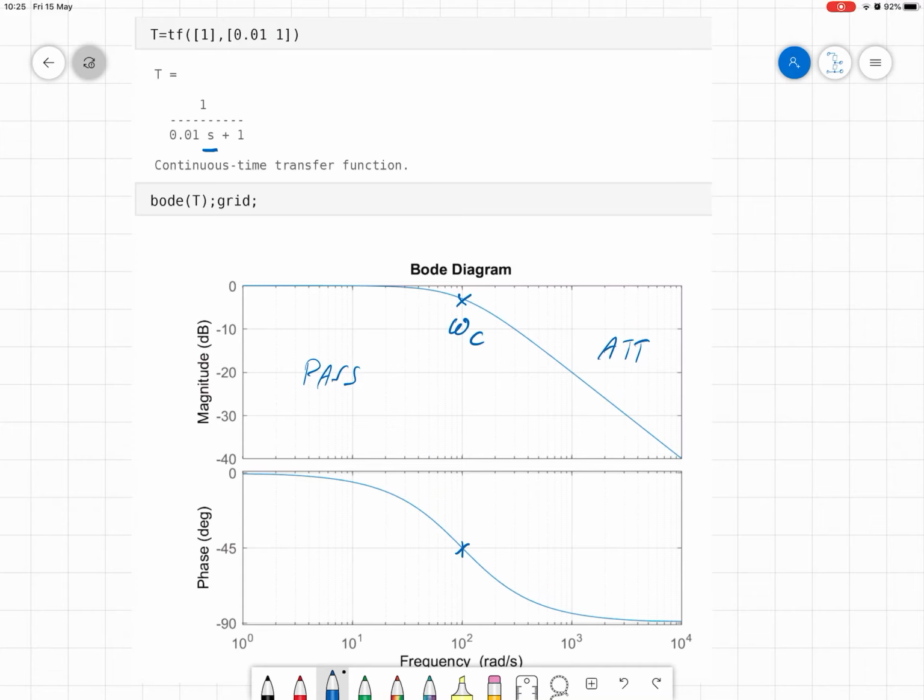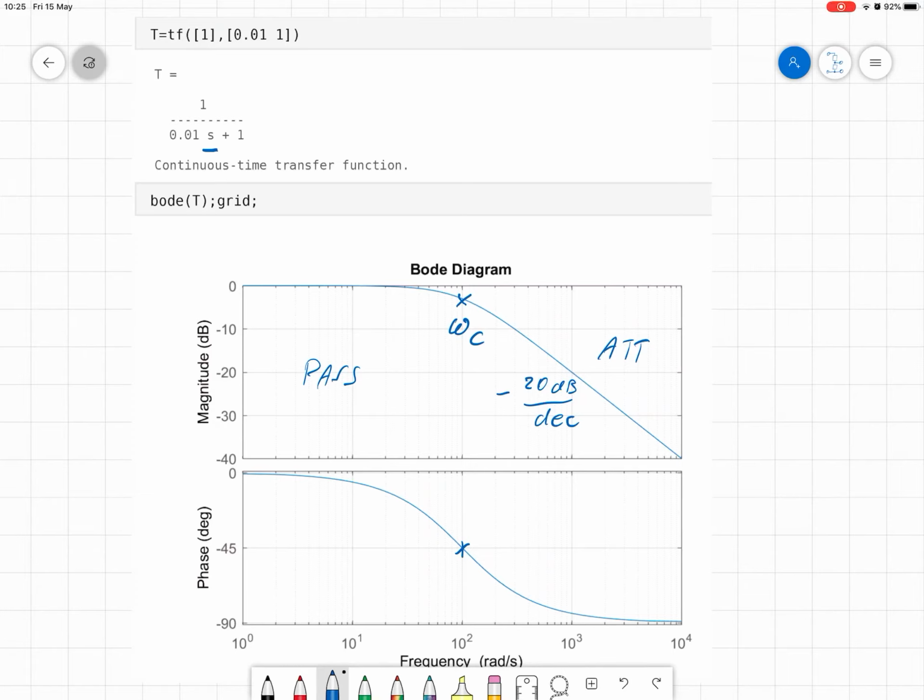And this is very nice, but what the computer doesn't do, it doesn't show you what this means. It doesn't explain to you that you have the pass band on the left. It doesn't show you where the critical frequency is. And it doesn't show you that this one here has a slope of -20 decibels per decade. Apart from that, of course, it is a very accurate Bode diagram.